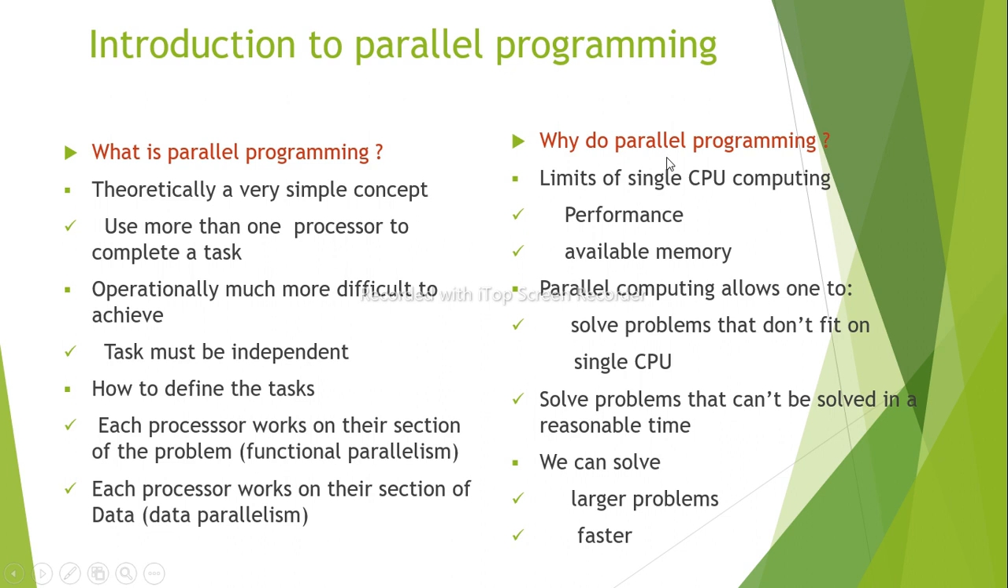Our second question is why do the pair programming? We do the pair programming because it's performant and there is available memory. Parallel computing allows one to solve problems that don't fit on a single CPU and solve problems that can be solved in a reasonable time. When we do the parallel programming, it allows us to minimize the time of execution, the time to complete the task.